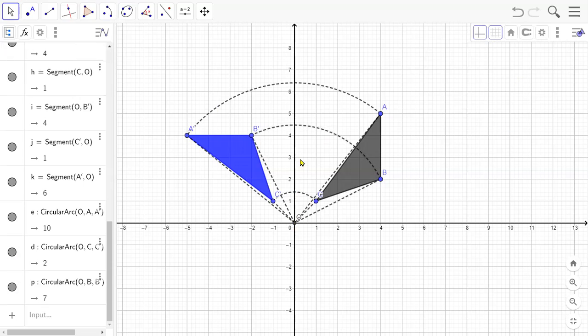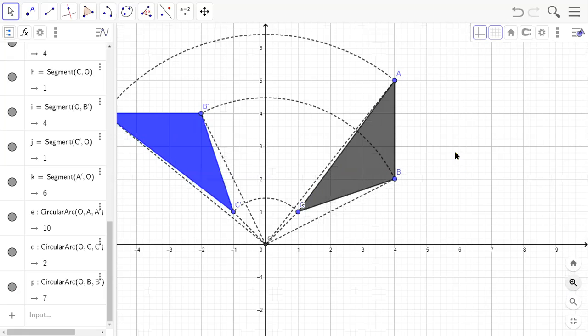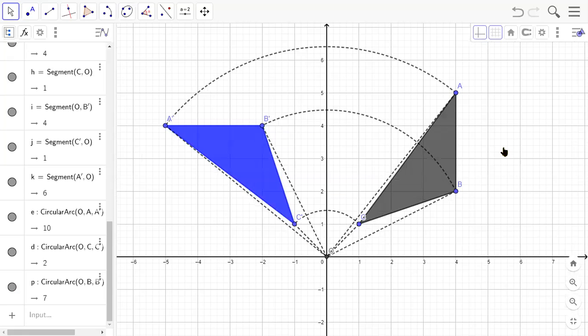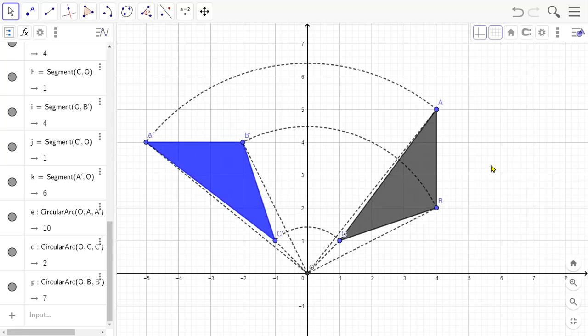Here we have just given the path also. These are the path of the rotation, and this is image and this is object. Let me zoom in a little bit so that it will be very clear. And here the very beautiful drawing is formed, and this is the final answer.